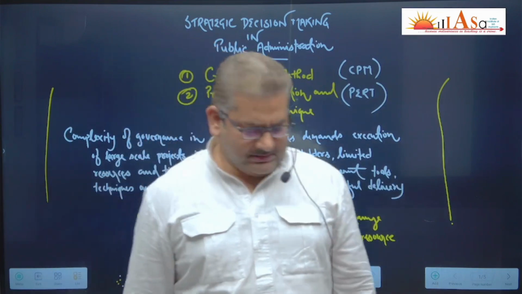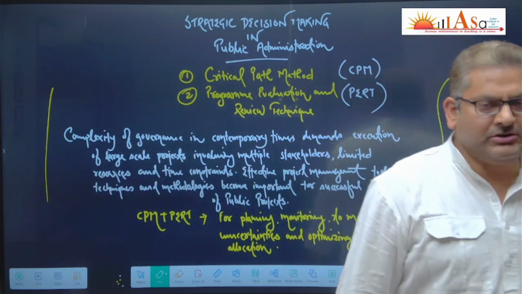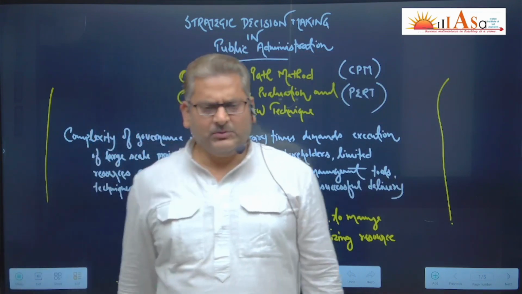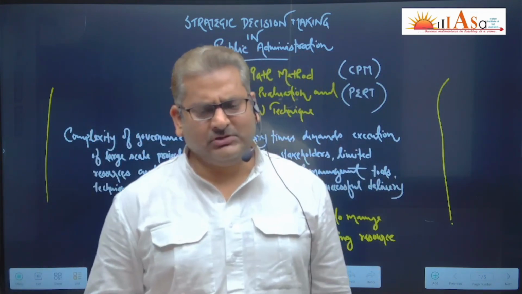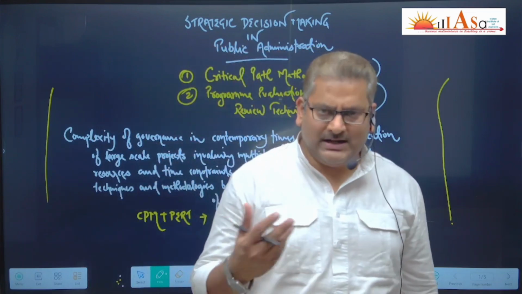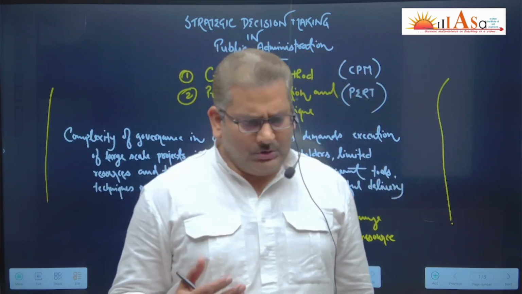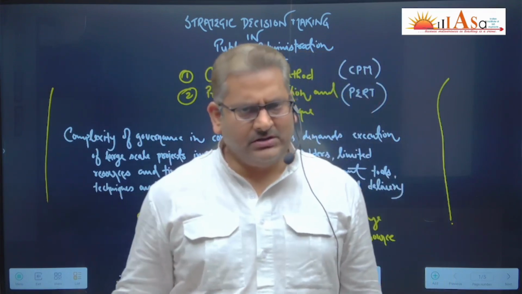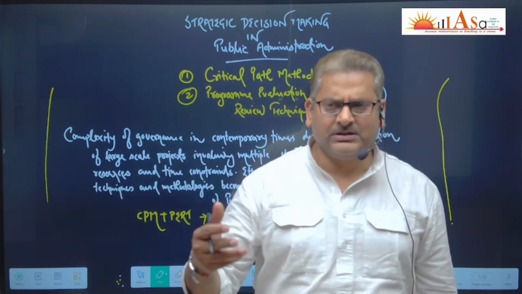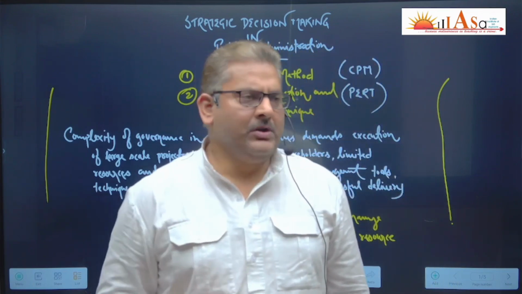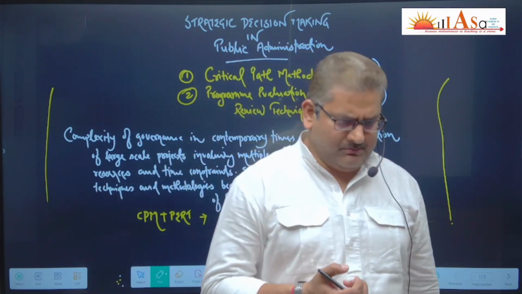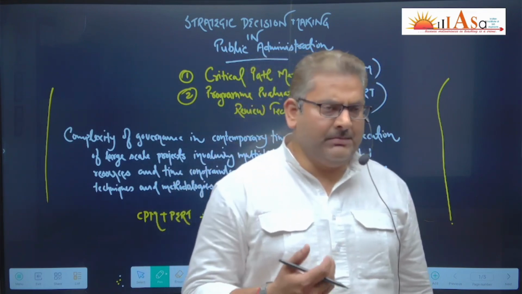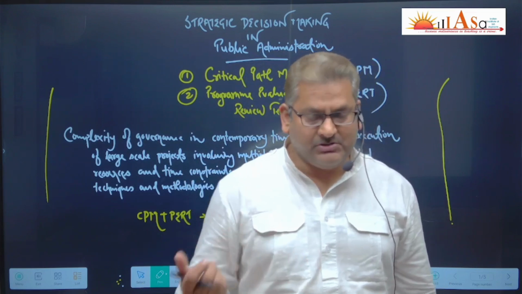Critical path method and program evaluation and review technique, among several other techniques put together, constitute the modern tools of project management. Although they originated mainly in the private sector, in the field of construction or the IT industry and several other places, gradually all over the world these modern techniques of project management are being incorporated even by public agencies, public administration. Why?